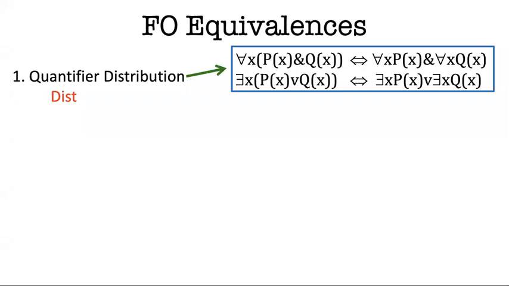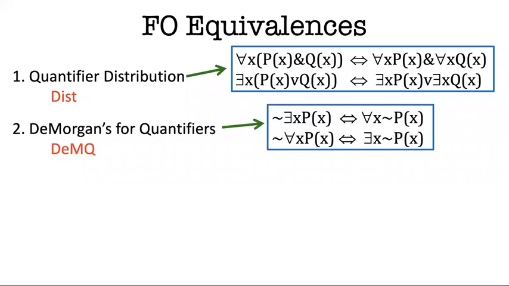Hi folks, in this video we talk about some more key FO equivalences. You've already learned about quantifier distribution, or DIST. This is how the quantifiers interact with the Boolean connectives. In this video we're going to talk about a few more essential equivalences. One of them is called De Morgan's for quantifiers.